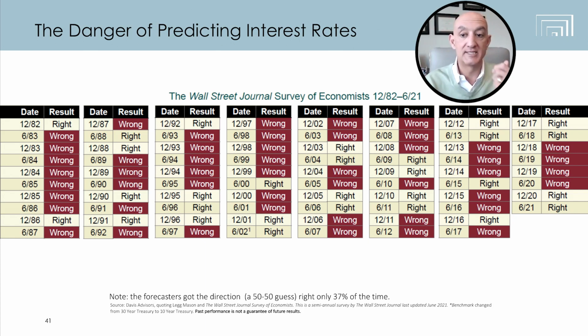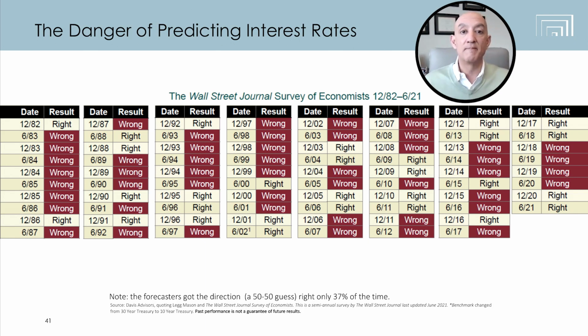In fact, this is a survey that the Wall Street Journal has done for 40 years with a team of economists, and all they have to predict is whether the interest rate on the 10-year Treasury is going to be higher or lower in the next 6 months. And it's a 50-50 guess, and throughout that time, they have been right only 37% of the time, about 1/3 of the time on a 50-50 guess.